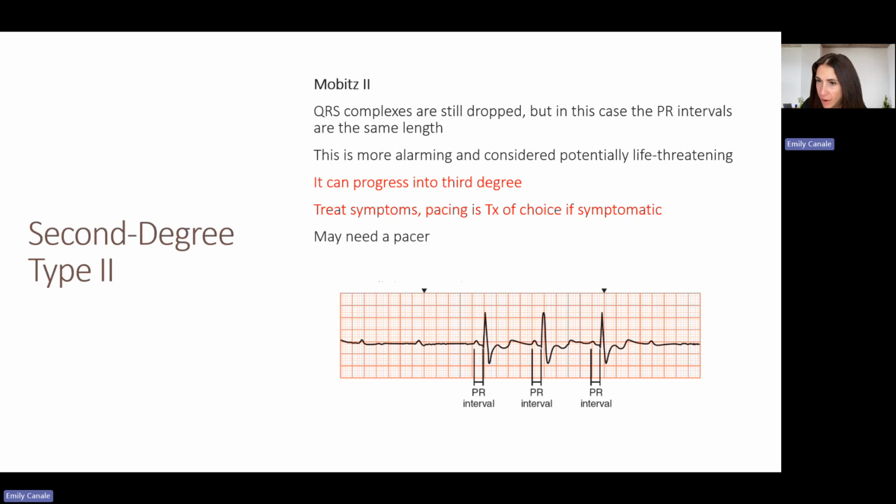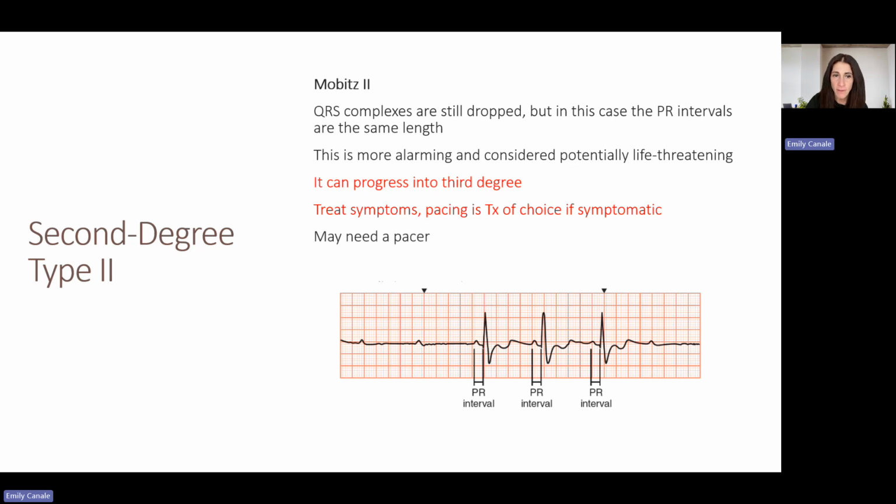So see how here you have your PR interval. These are exactly the same. It's not a lengthening situation. But here I had a P wave, no QRS. P wave, no QRS. Here's a P wave, no QRS. This is just sporadic, so this is more likely to cause symptoms.